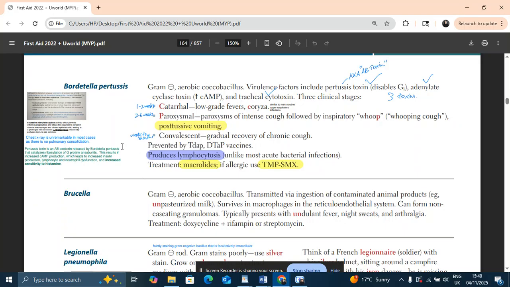The important point which you should remember is that lymphocytosis is an important finding in this infection. Usually, lymphocytosis is uncommon in most bacterial infections, but in pertussis, lymphocytosis is a significant finding. Chest X-rays are usually unremarkable in Bordetella pertussis. How do we treat Bordetella pertussis? We give patients macrolides like azithromycin, and if the patient is allergic to macrolides, we give them TMP-SMX, trimethoprim-sulfamethoxazole.